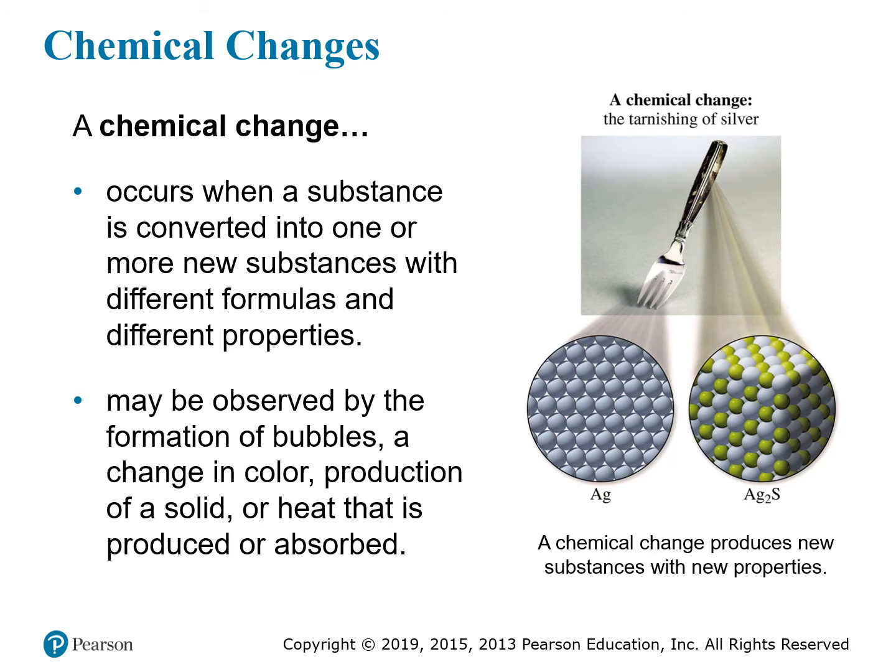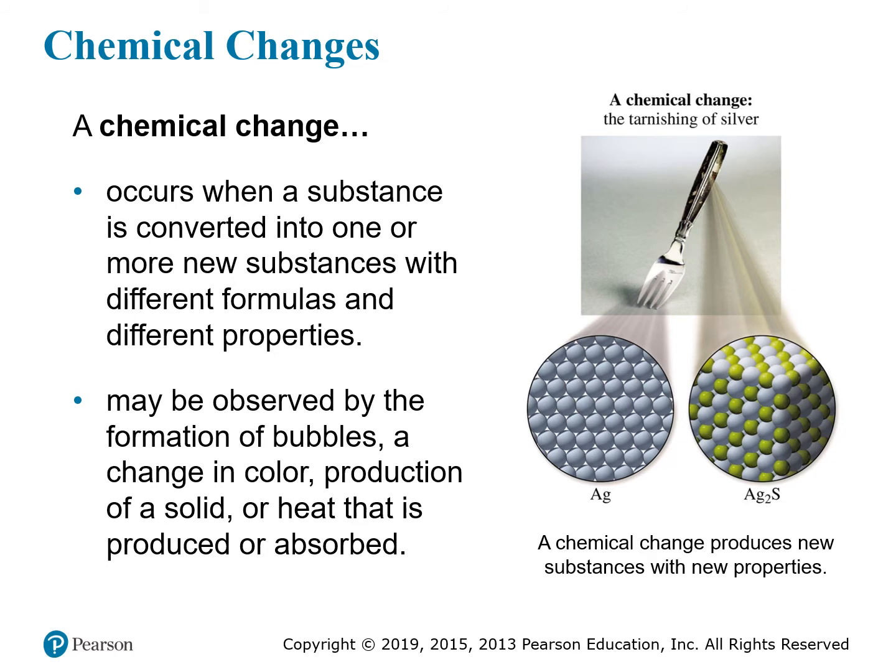A chemical equation is used to represent a chemical reaction, which is what occurs when a substance undergoes a chemical change. Now, if you remember back to one of the first chapters, a chemical change is something that occurs when the underlying structure of a substance changes. So when a substance is converted into one or more new substances that have different formulas and properties from the original substance, then we say it's undergone a chemical change.